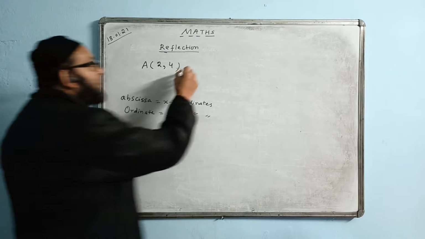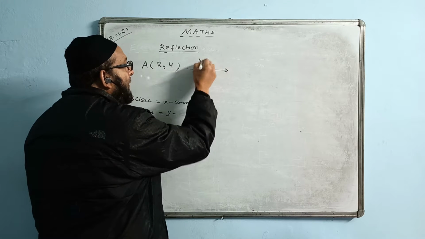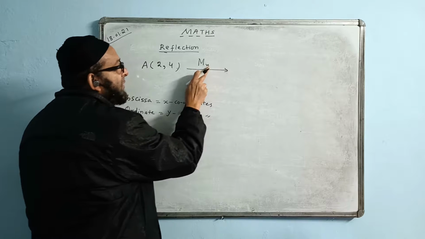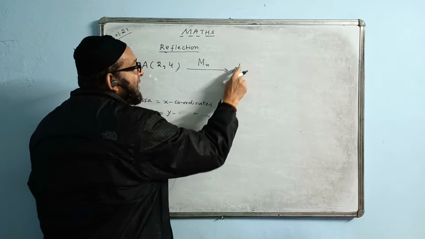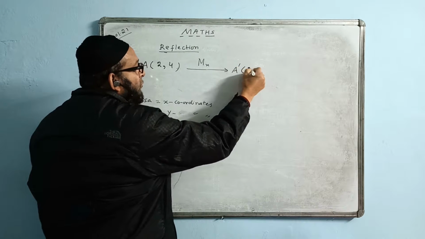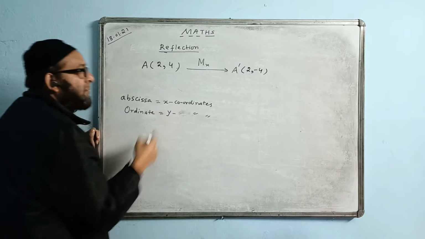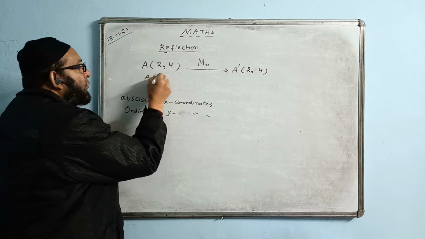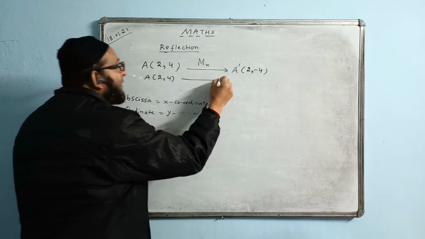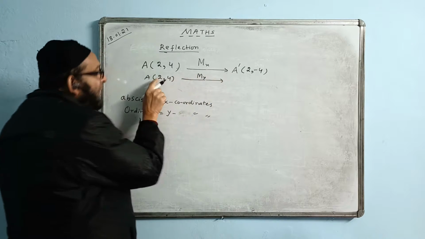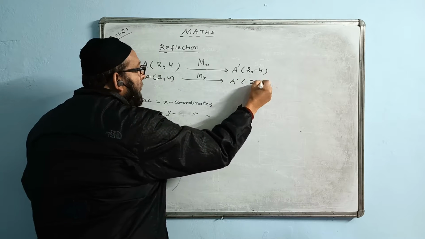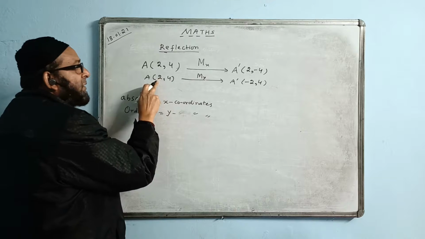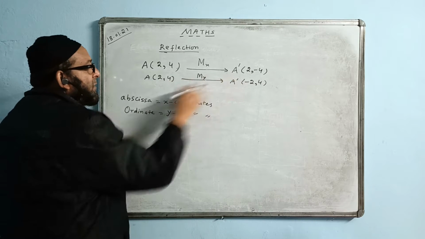So suppose the mirror is the x-axis. I write Mx, that is, the mirror is the x-axis. So in the x-axis, the sign of the y coordinate will change. The value will not change. I write the image as A dash. This will become (2, -4). This is the answer. Suppose A is the point (2, 4) and we are reflecting in the y-axis, the sign of the x coordinate will change. Now the new image answer will come (-2, 4). Only the sign will change, the value will not change. The other thing will remain as it is.